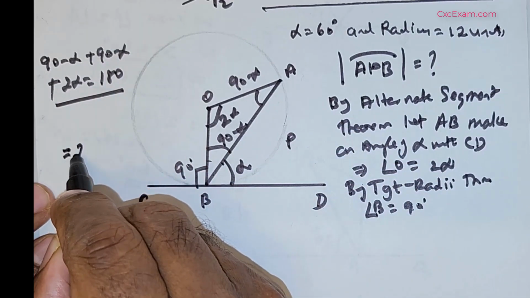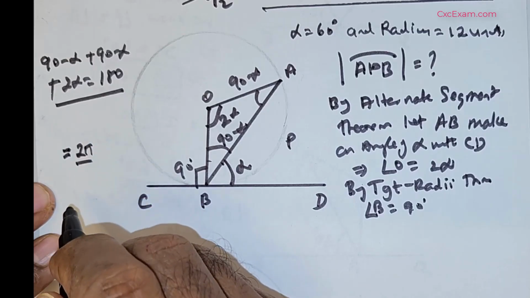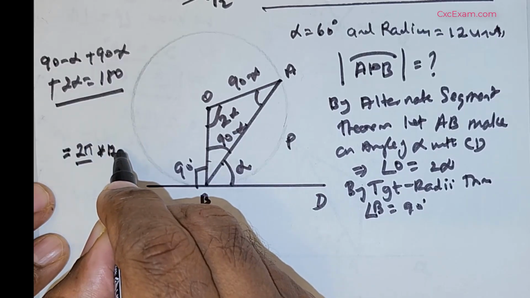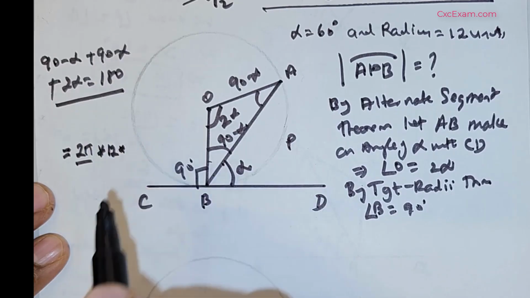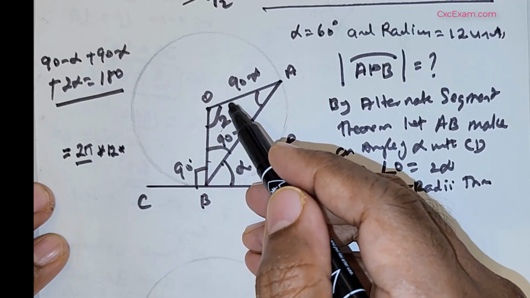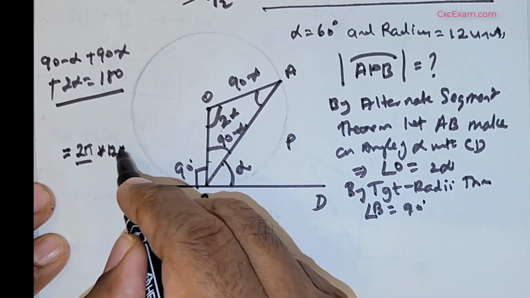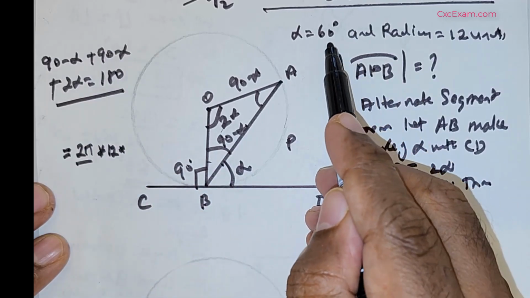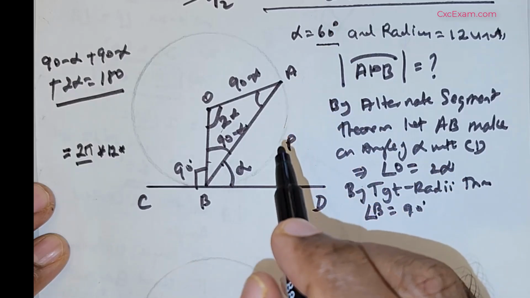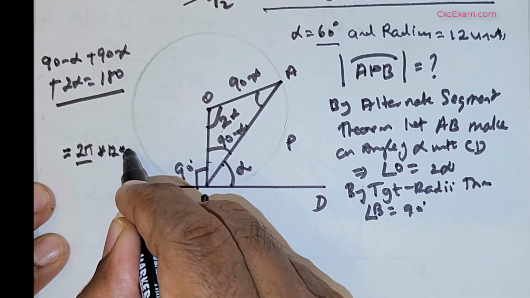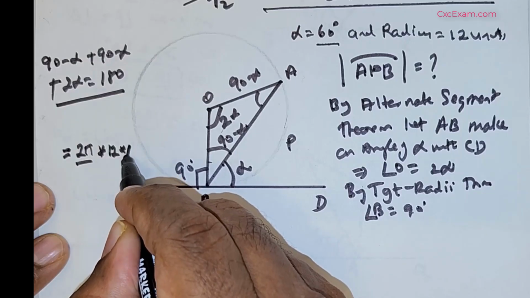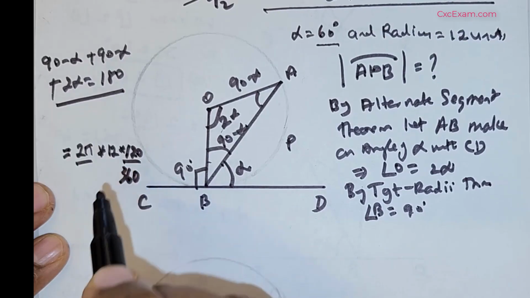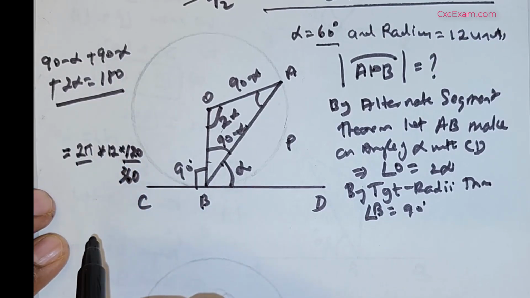Now arc length has a formula: 2 pi multiplied by the radius, which is 12 units, times the angle, so 2 alpha, right? So that means we have alpha equal to 60 degrees. So 2 times alpha means it is going to be 120 degrees. So 120 over 360 degrees. So this is the formula we will have to use.